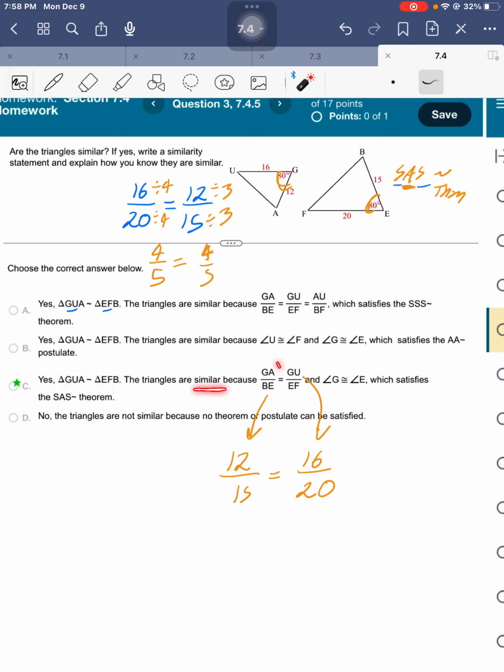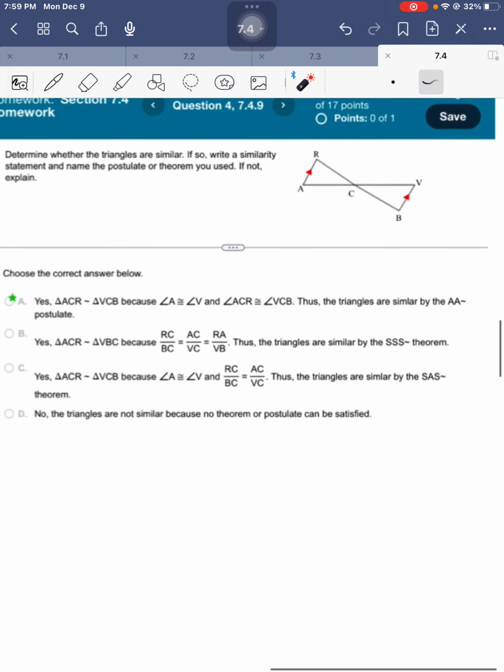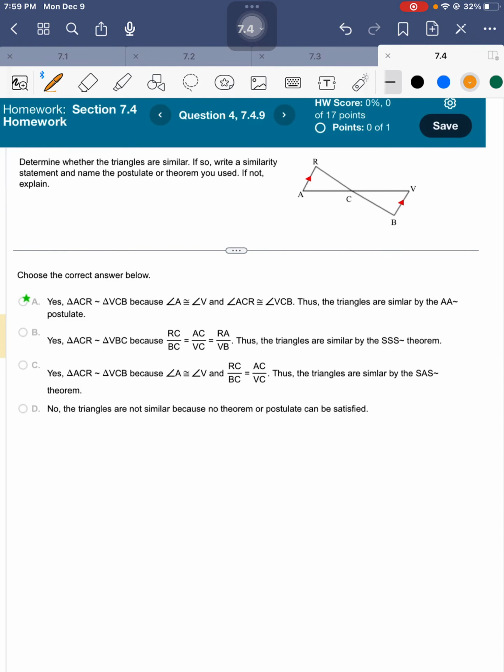So this is the one that's congruent. These are the ones that are similar because the triangles are similar, because GA to BE is equal to GU to EF. So if they're equal, then I know that the side lengths GA, BE, GU, and EF are corresponding side lengths. And what do I know about corresponding side lengths in similar triangles? They are proportional. And I know that G and E are the included angles in this SAS. So this satisfies the SAS similarity theorem.